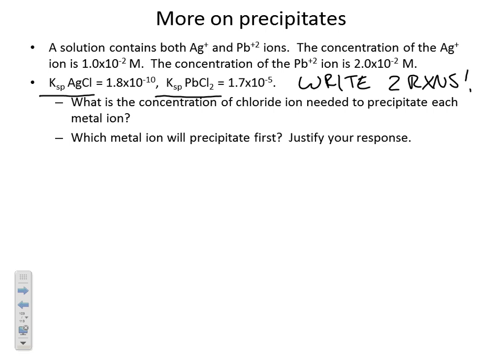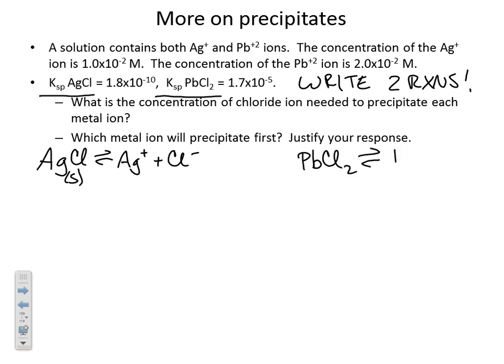Write 1 reaction for each K value. For AgCl, it's Ksp, so AgCl goes to Ag plus Cl minus, and this is the solid. Remember, this right here is the precipitate, the AgCl. And PbCl2 goes to Pb2 plus 2Cl minus. Again, the PbCl2 is the precipitate. It gave us 2 K values, so let's write a K reaction for each of them.